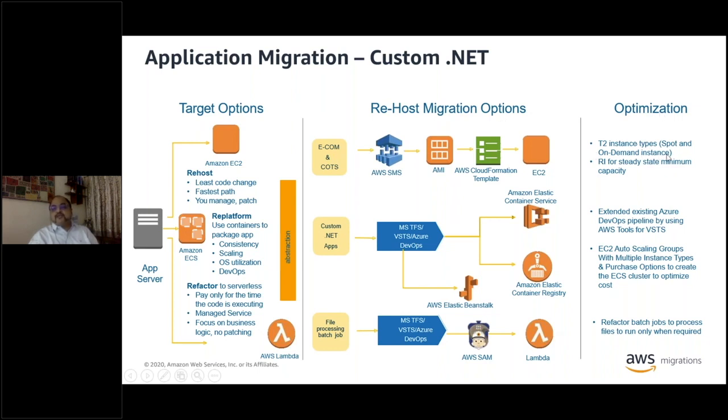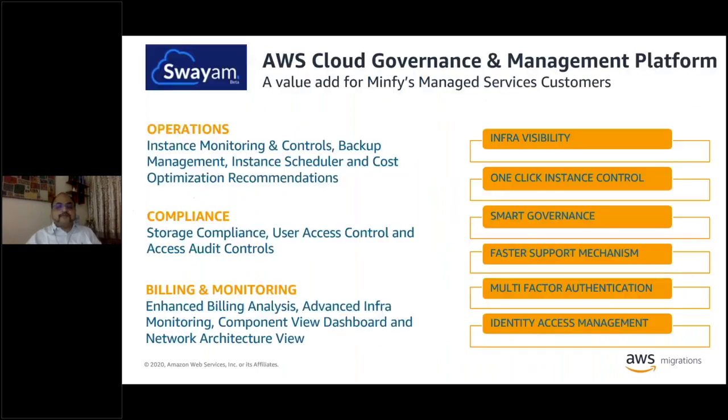Why don't we use a T2 instance or a spot instance instead of on-demand to bring down the cost? How do you extend an existing Azure DevOps pipeline by using tools for VSTS? EC2 auto scaling groups can be used to bring up servers and infrastructure on demand. That is an extremely powerful solution that AWS has. So you don't really provision your infrastructure for a longer term, and of course you can refactor your batch jobs. So how do we do this?